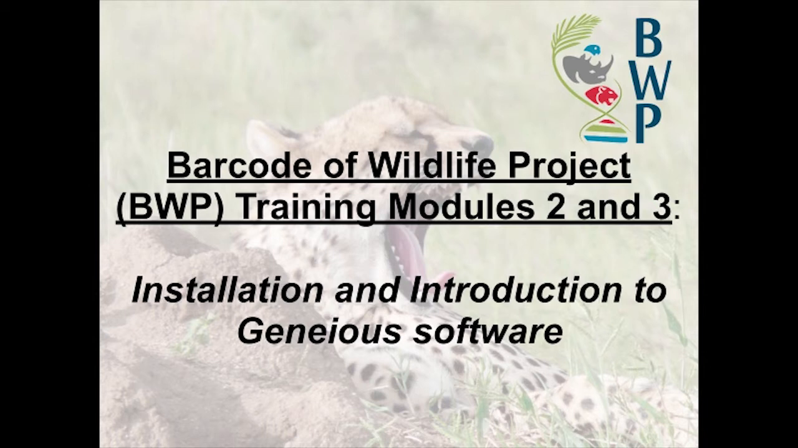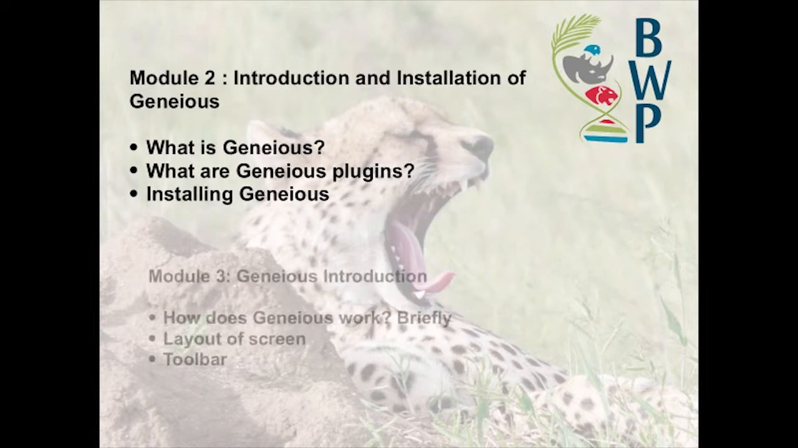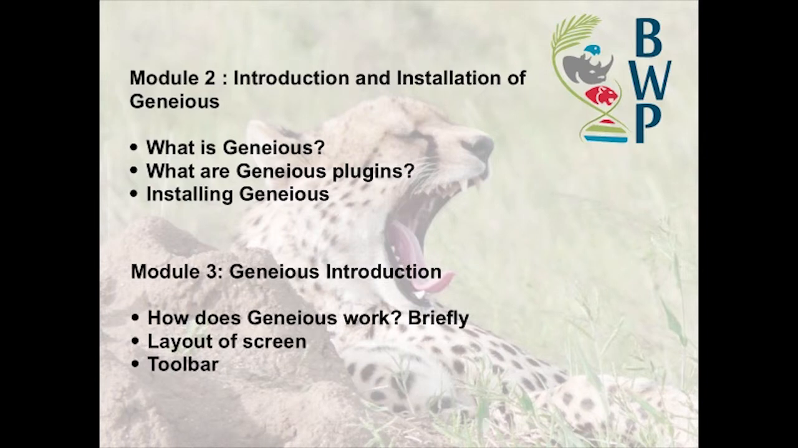Welcome to the BWP Informatics tutorial of Modules 2 and 3. Because of the brevity of Modules 2 and 3, we will be covering topics from both modules in this training video. Specifically, we will introduce you to Geneious software and detail for you how to install, run, and add applicable plugins needed for the Barcode of Wildlife project.